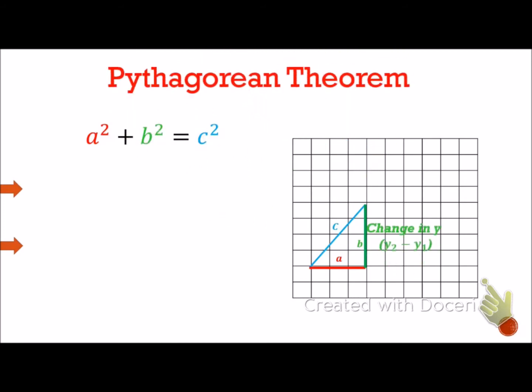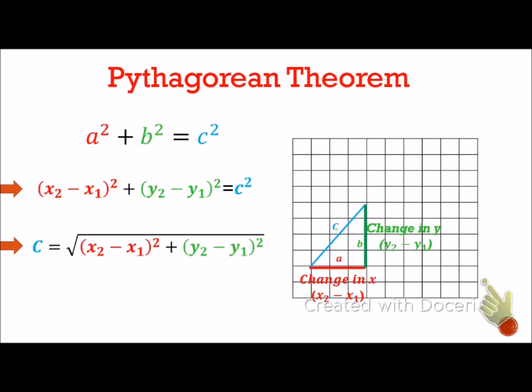So we're going to take what we learned in Algebra 1, slope, the change in y, which is y2 minus y1, and the change in x, which is x2 minus x1, and this time we're going to put it into the formula that we learned in junior high. So now we're going to put it in where the a is, because that's the change in x, and we're going to put it in the b, because that's the change in y, and then we're going to find c, which is the hypotenuse that you learned in junior high, which is this diagonal.